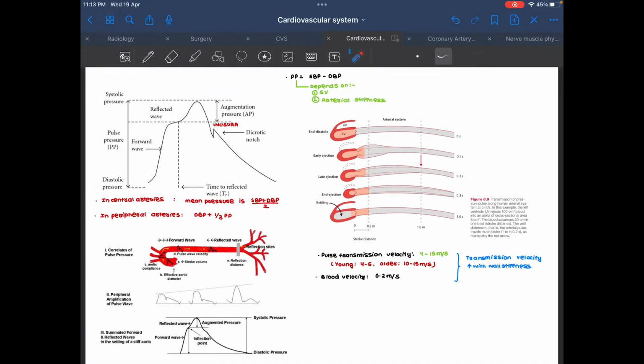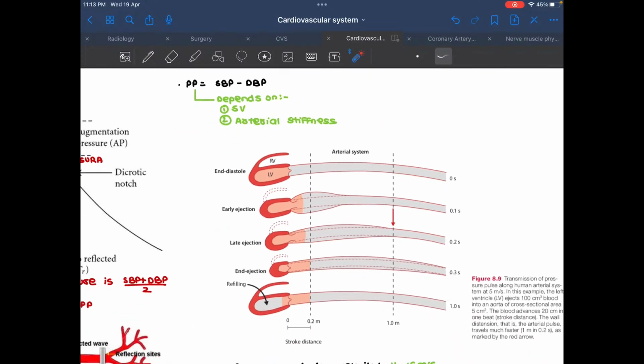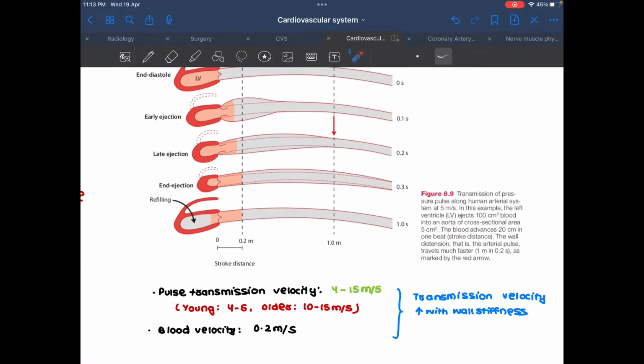And I've already discussed pulse pressure. We know it's systolic blood pressure minus your diastolic blood pressure, and the pulse pressure depends upon your stroke volume and upon your arterial stiffness as well. Okay? I've discussed this before: the normal velocity of our blood flow, you know how much that is. That is 20 centimeters per second. But it can only travel about 0.2 meters every second. But the pulse transmission velocity is about 4 to 15 meters per second.